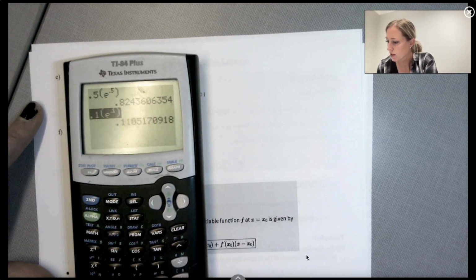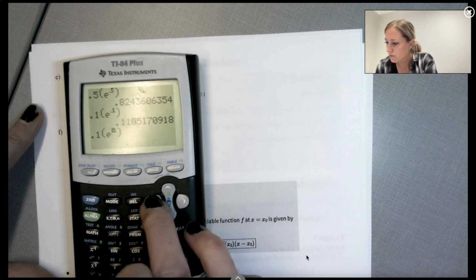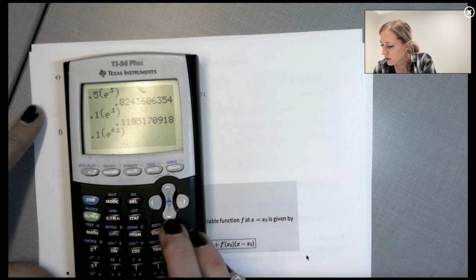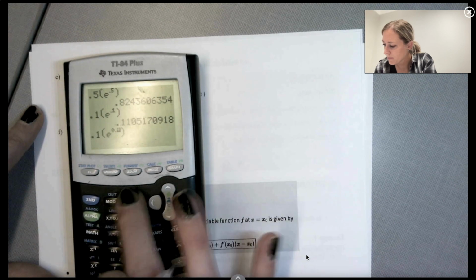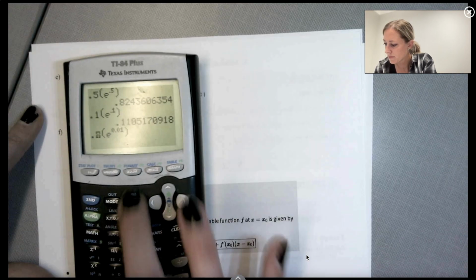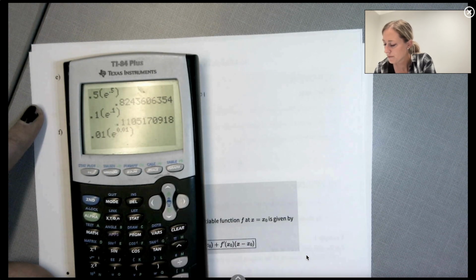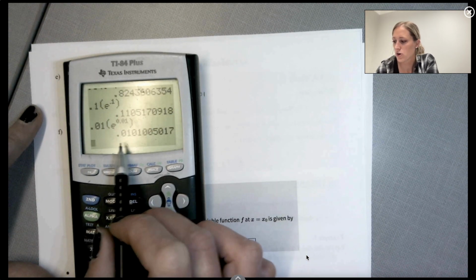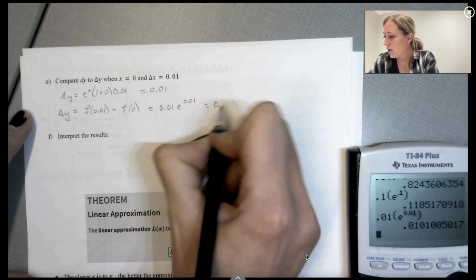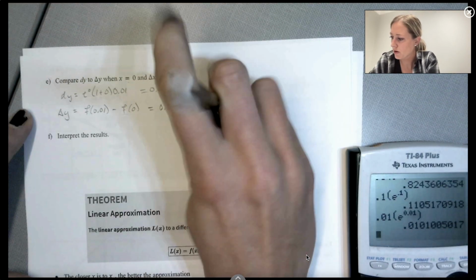I'm going to grab this one again, and I'm going to insert some zeros. Oh, and I did it in the wrong spot. There we go. All right, so we got 0.0101. I'm going to go 4 decimal places just so it's different than this one.